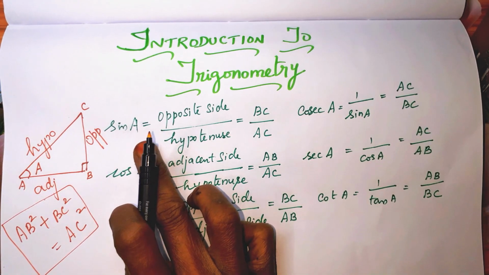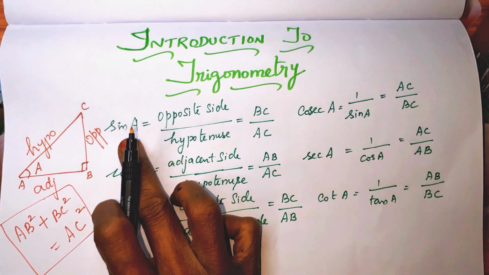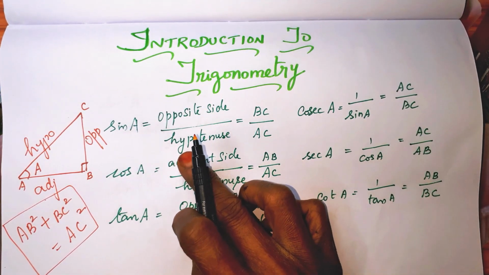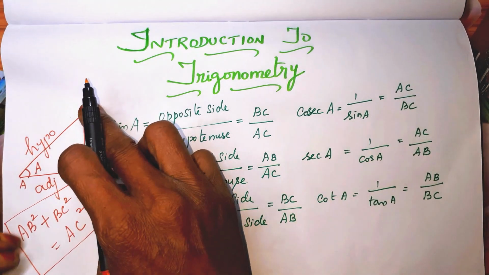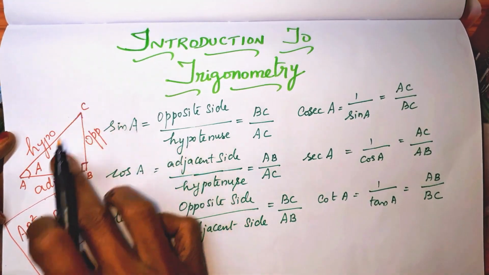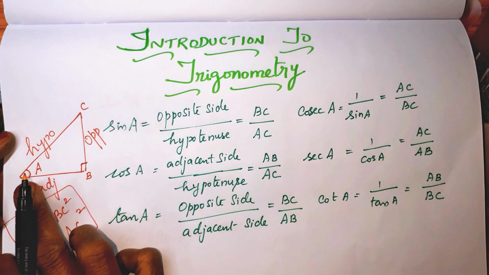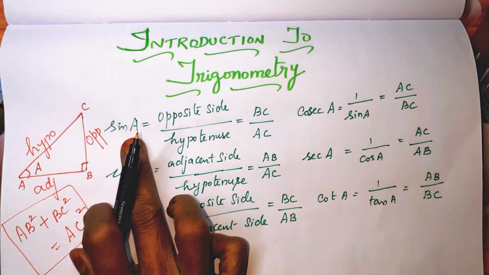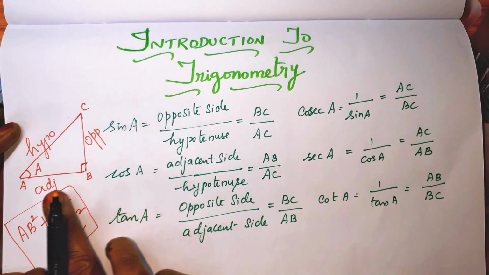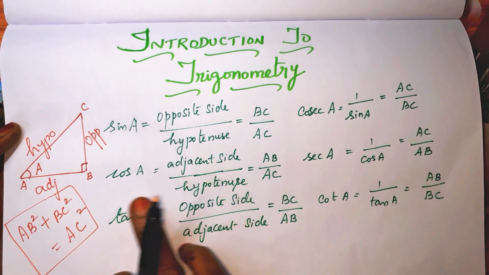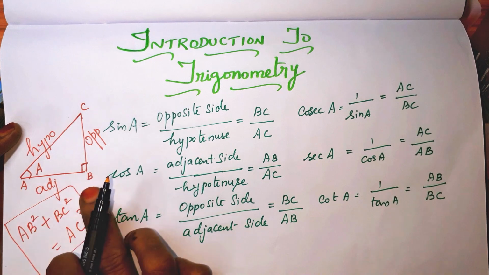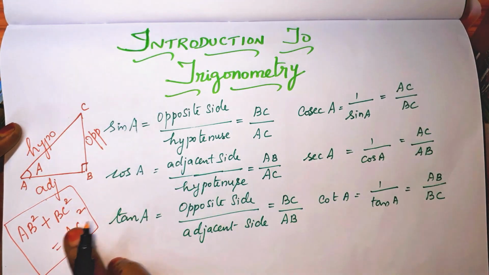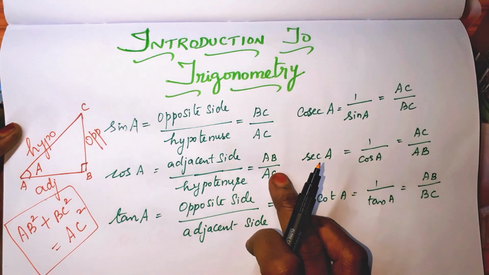Now come to the formula for sine A. Sine A is equal to opposite side by hypotenuse. So here, which is the opposite side? BC is the opposite side. So BC by hypotenuse AC. So sine A is BC by AC. And cos A is equal to adjacent side by hypotenuse. Which is the adjacent side? AB is the adjacent side. By hypotenuse AC. So AB by AC.